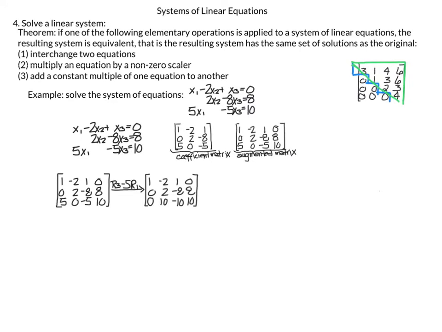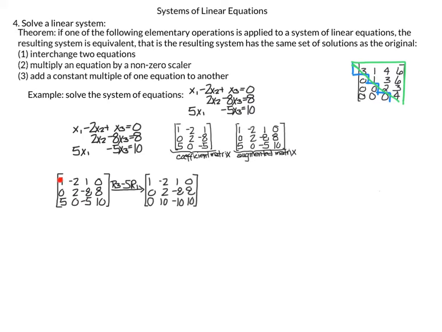So I recopied my matrix here: 1, minus 2, 1, 0; 0, 2, minus 8, 8; 5, 0, minus 5, 10. And here's a 0 here, which is good, but I also need to get rid of this 5. I want to make this a 0. So what I'm going to do is add minus 5 times my first row to my last row. So I'm going to note that R3 becomes R3 minus 5R1, and remember R3 is the row we're replacing, and we're going to add minus 5R1 to R3. That'll be our new R3.